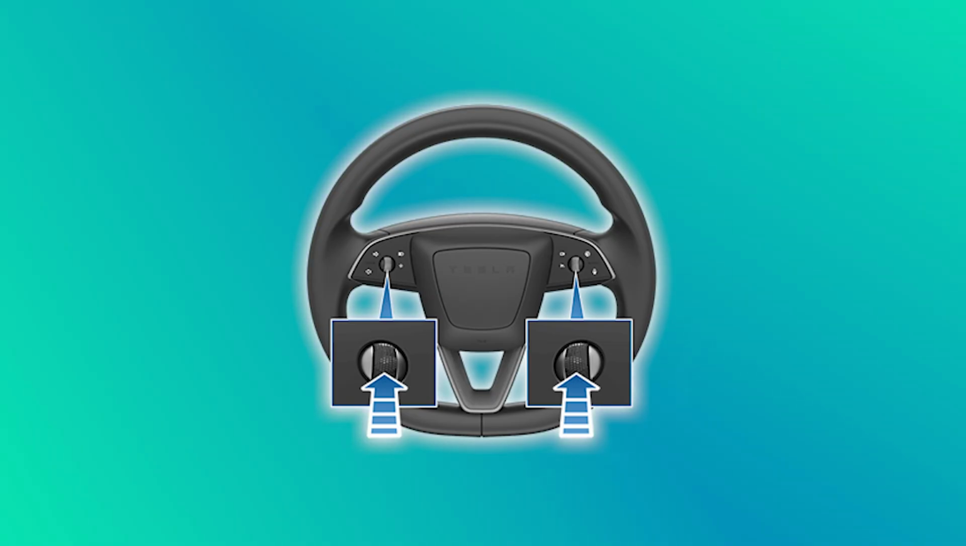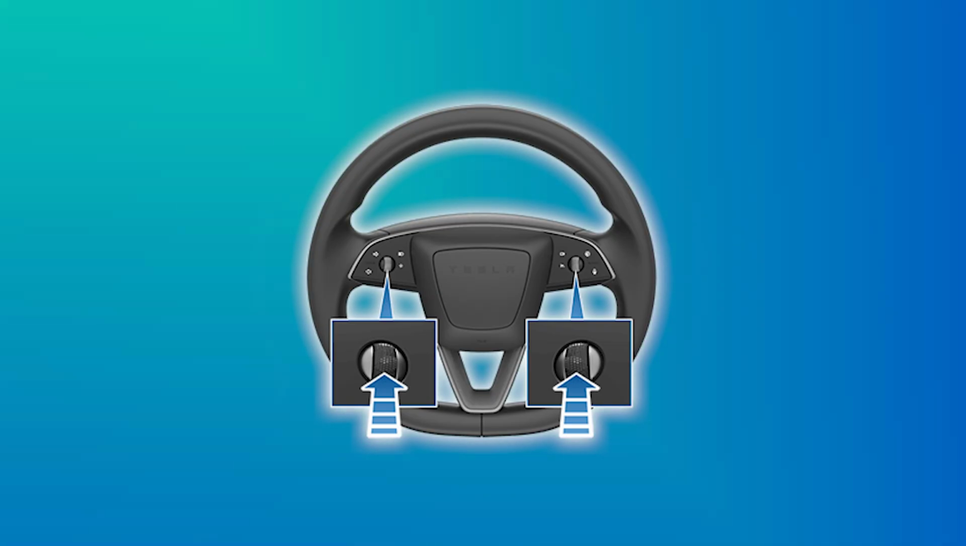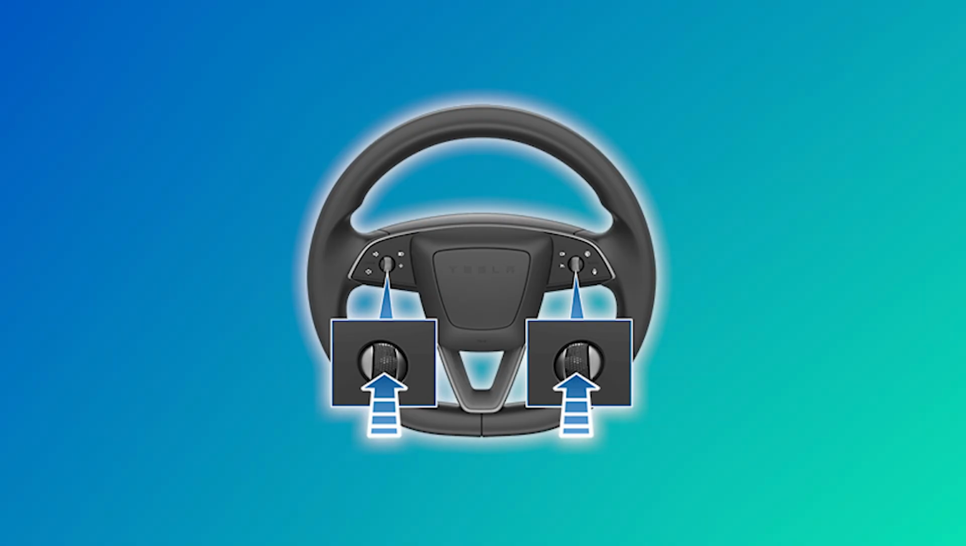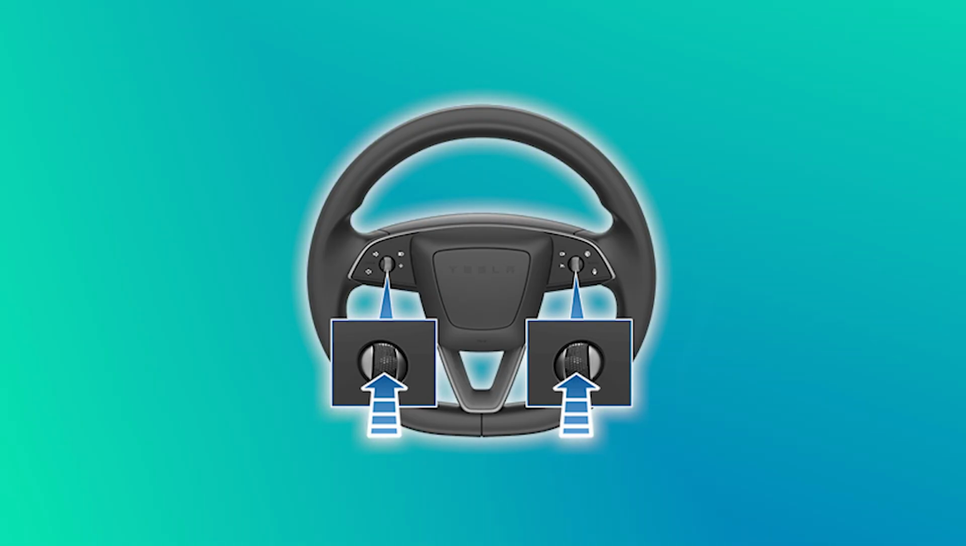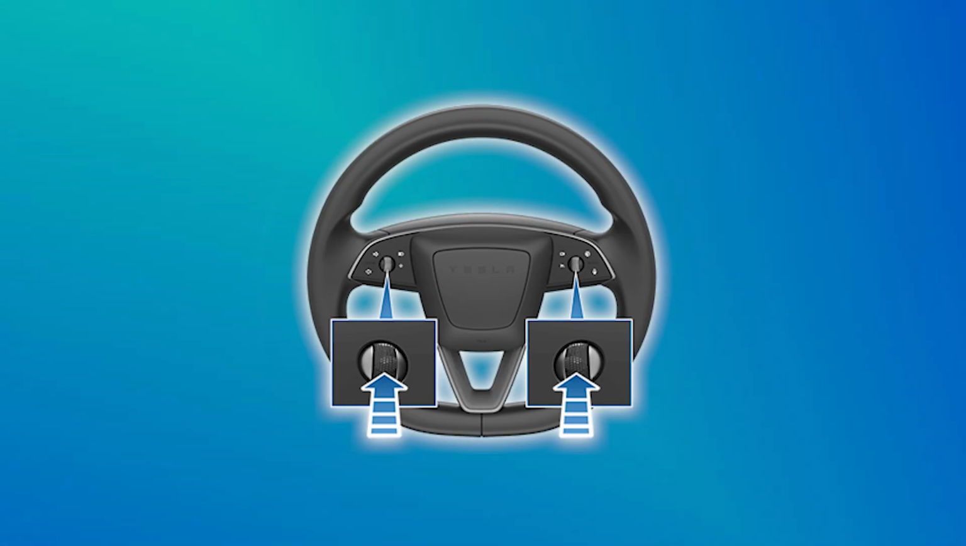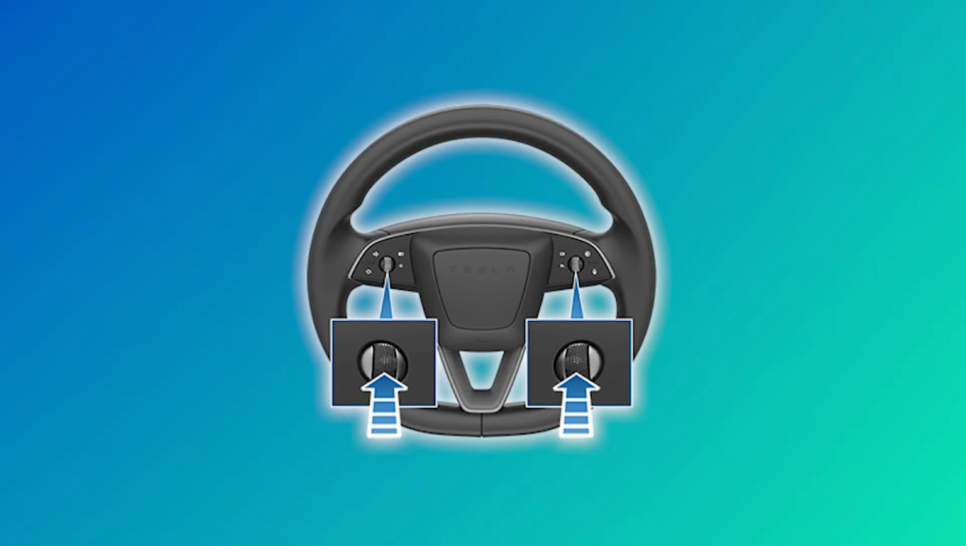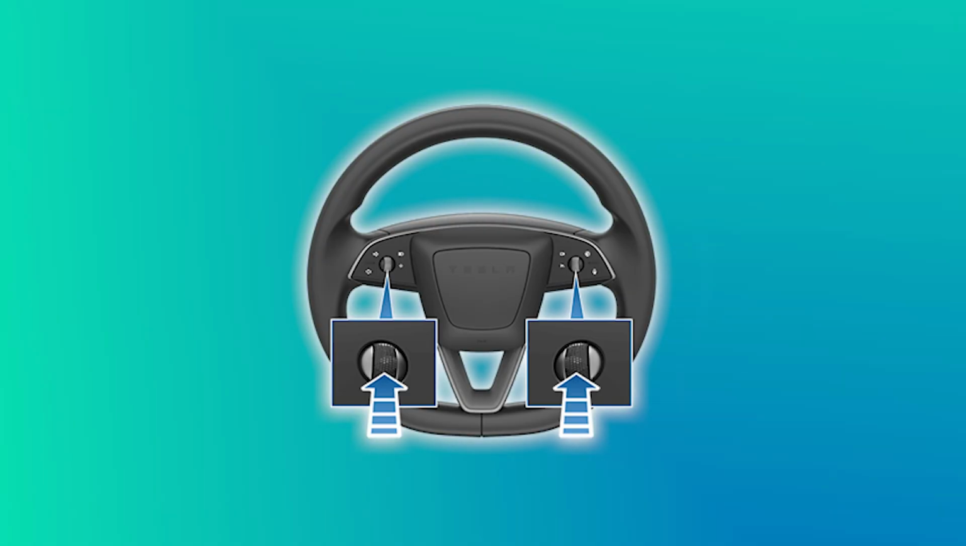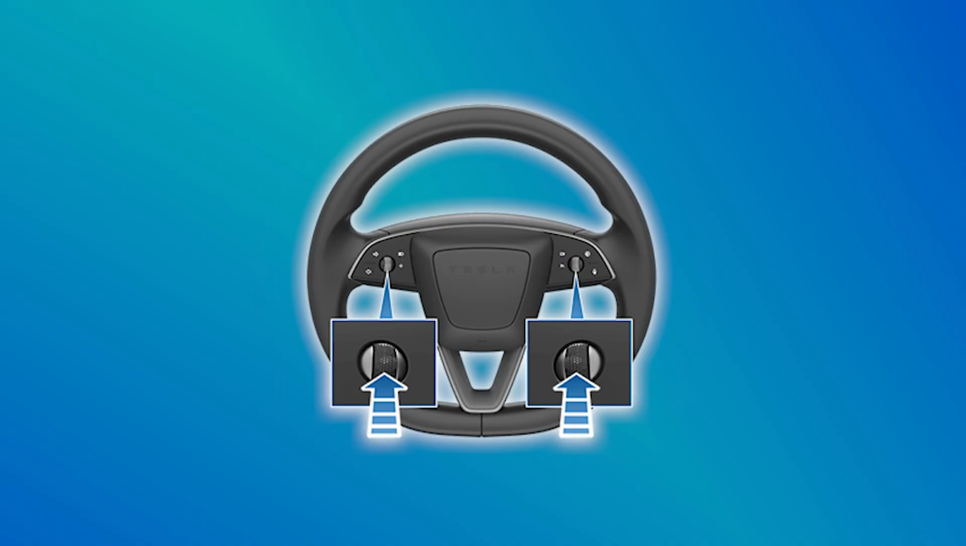Sit in the driver's seat and make sure the car is in park. Press and hold both scroll wheels on the steering wheel at the same time. Keep holding them for about 5 to 15 seconds. The screen will turn black. Once it does, release the scroll wheels.